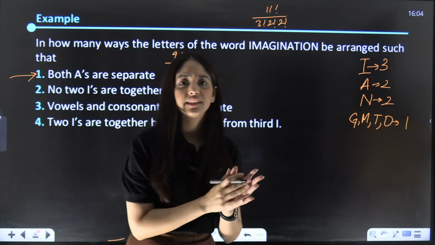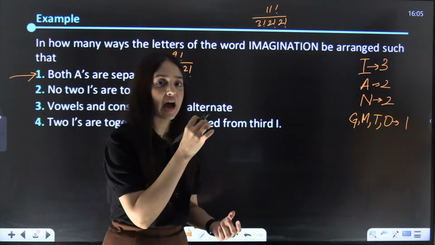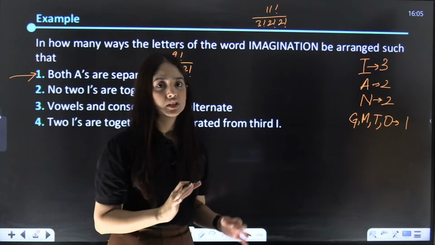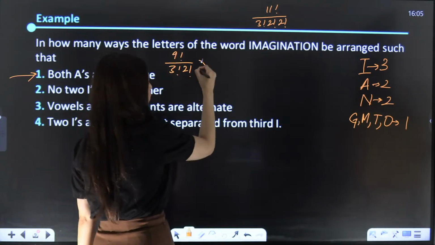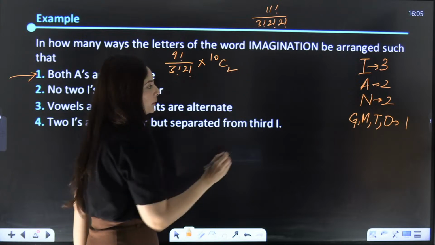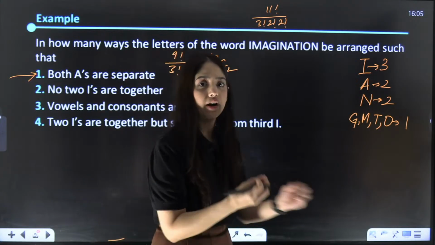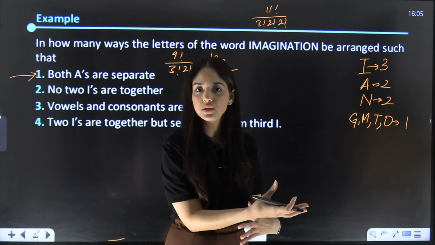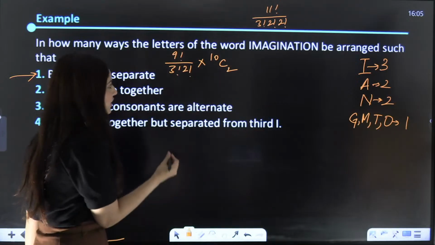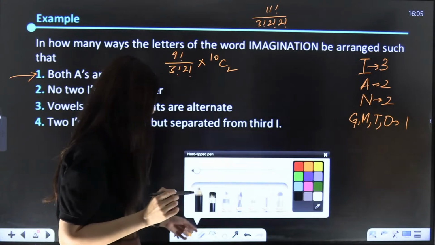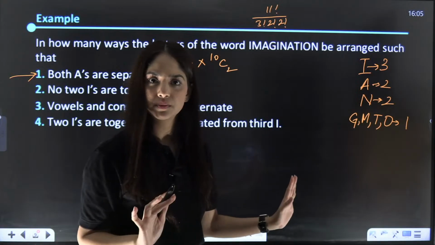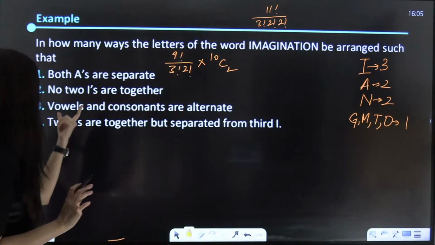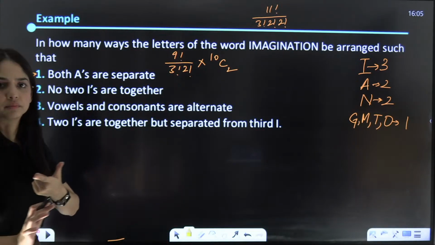Now we have arranged 9 things. That means we have 1 extra gap, 10 gaps. Out of those 10, we have to place the 2 A's. So we have to select 2 A's. Because the 2 A's are identical, we do not have to arrange the A's between the gaps. So this is our final answer. Right? Everyone gets this?